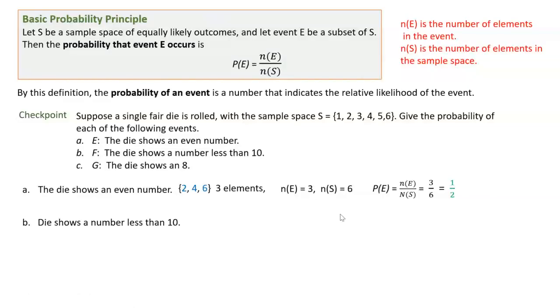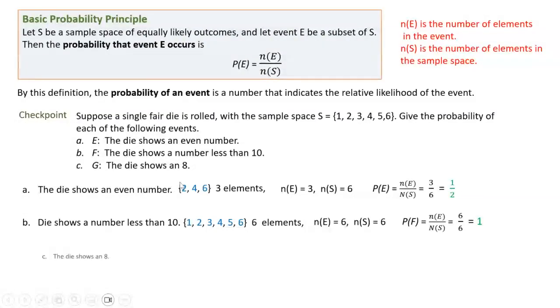Now for B part, the die shows a number less than 10. So a number less than 10 is going to be all the numbers in the set, 1, 2, 3, 4, 5, 6. Which means N of E, the event, is 6 and the sample space is 6, so 6 over 6, which is equal to 1, or 100%.